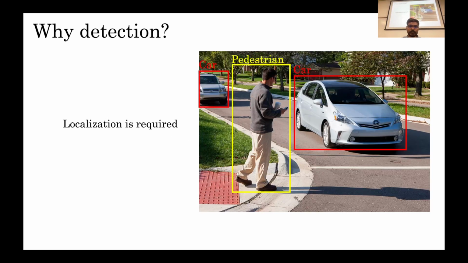Okay, now let's see. Wherever you need localization, which means that you are not just interested in what is the object inside the image, but where exactly the object is, right? This can come in handy when you are building something like an automatic driving system, right? Then you would like to know where exactly in the image there is an object so that you can take a decision accordingly.